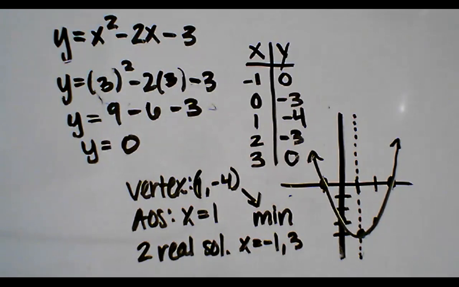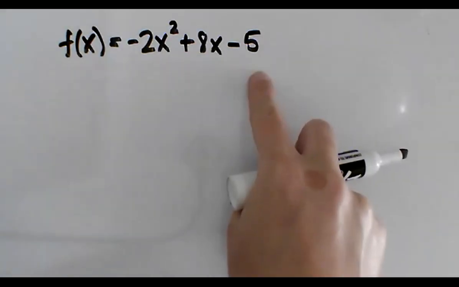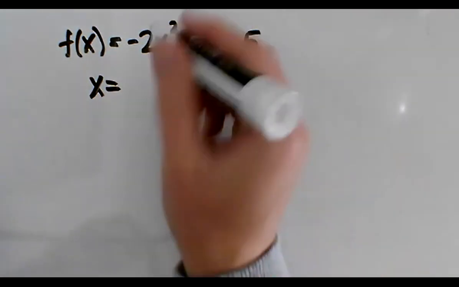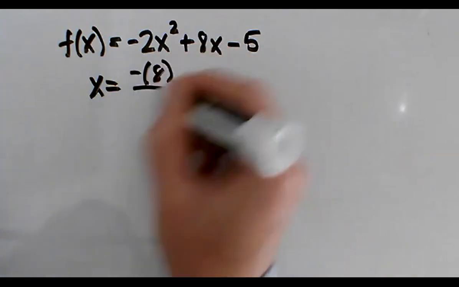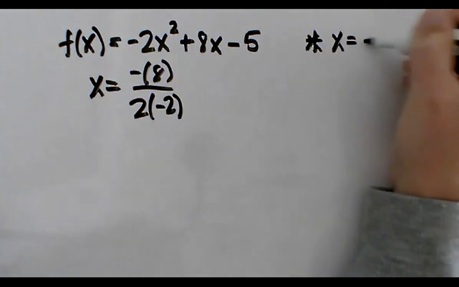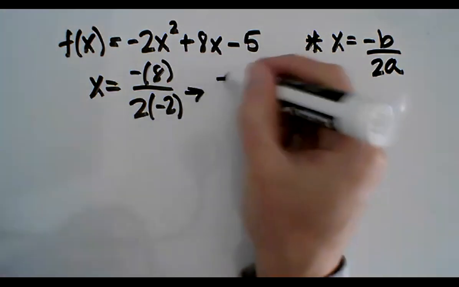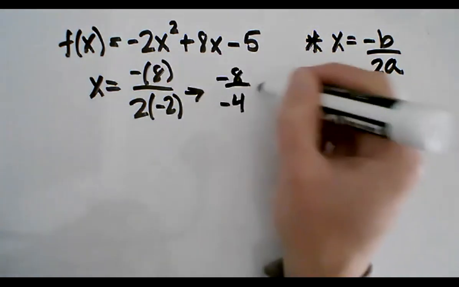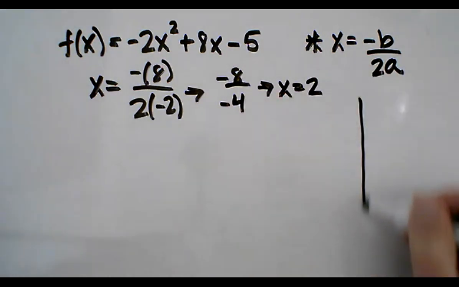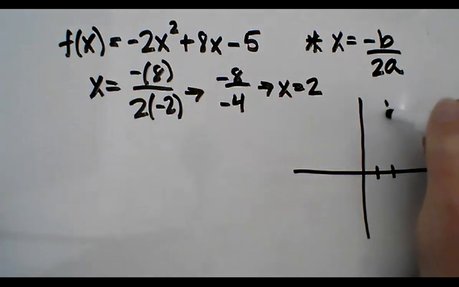So I'm going to show you another quick example. We have this quadratic in standard form. The first thing we do is find the axis of symmetry. So we get -8 divided by 2 times -2. And remember, that came from x equals the opposite of b divided by 2a. If I simplify this, we get -8 over -4, which is +2. So automatically, we know that on our graph, the axis of symmetry, the middle, is at x equals 2.